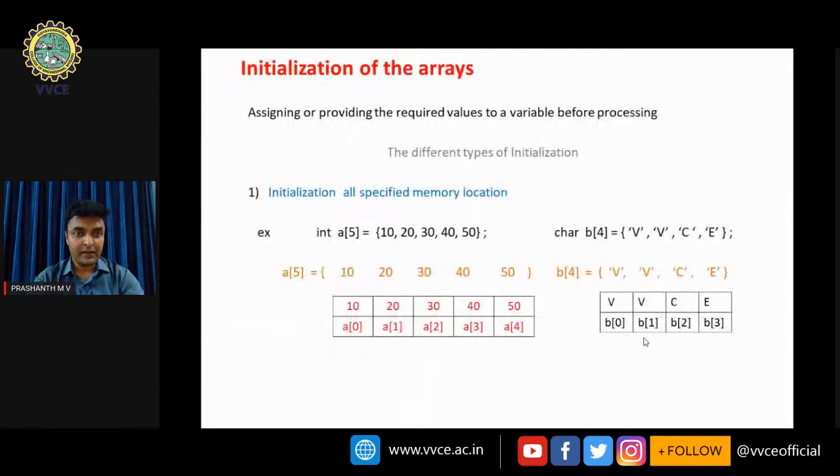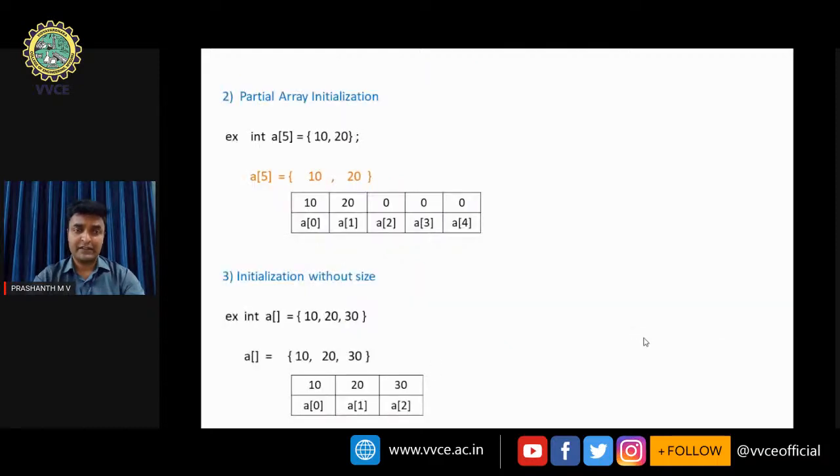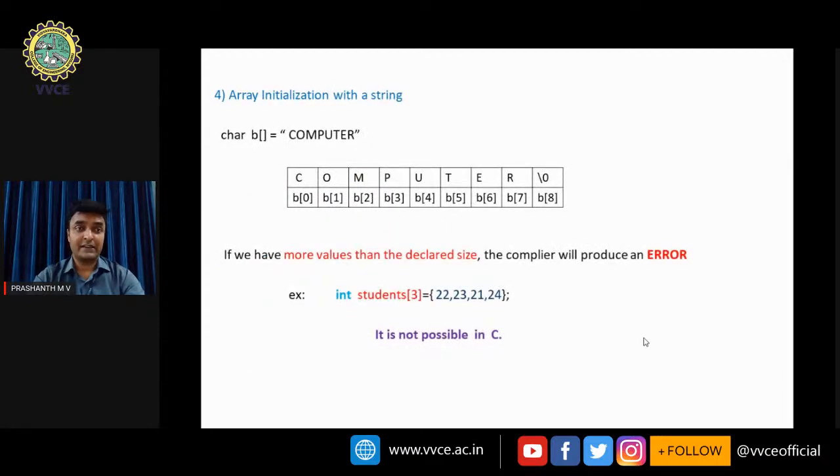So here, the first initialization is initialization of specified memory location. Second one is the partial array initialization. Third one is initialization without size. And next one is array initialization with the string. So how to use the string and how to store the string in the array.